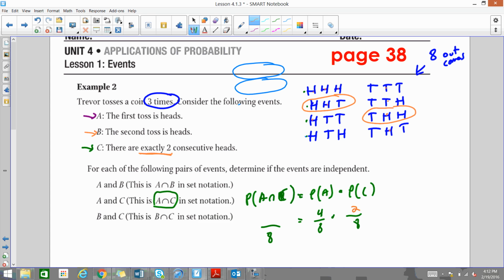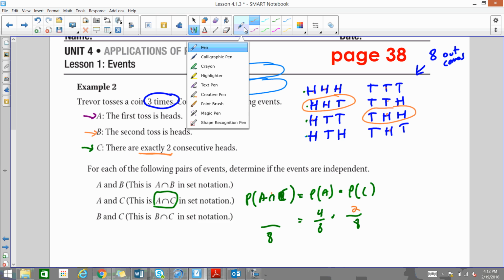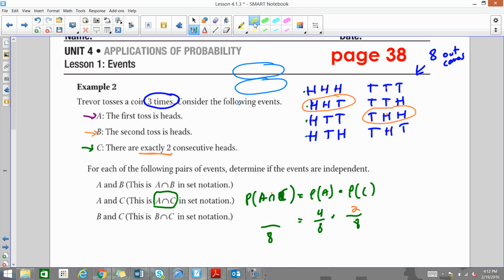Now, let's look at this last one. We have to find the probability of A intersecting C. So here's A intersecting C: the first toss is heads, and there are exactly 2 consecutive heads. So let's look. I'm going to highlight this one. First toss is heads, exactly 2, no. First toss is heads, exactly 2, yes.